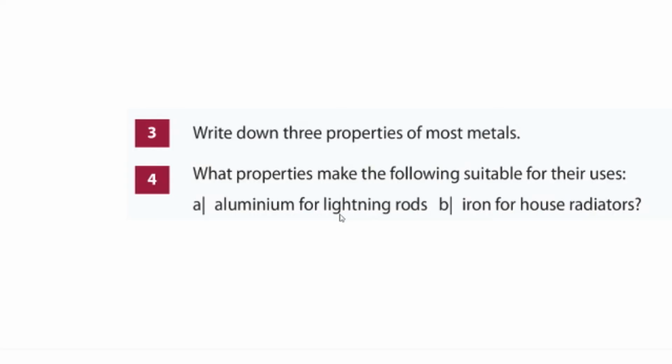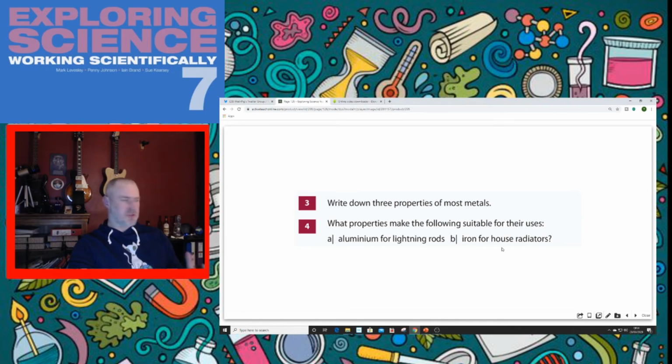Let's have a look at B. Using iron for radiators in the house. Why would iron be a good metal for radiators? Well, what does a radiator need to do? A radiator needs to allow heat from the water inside to get to outside the radiator, so it can heat our room. So iron must be a good conductor of heat. And it is. It's an excellent conductor of heat.